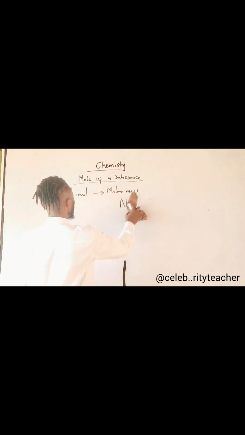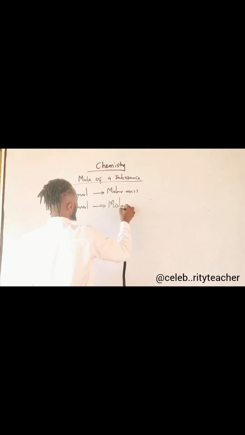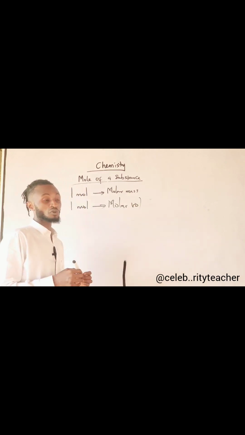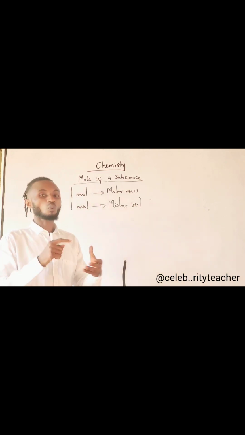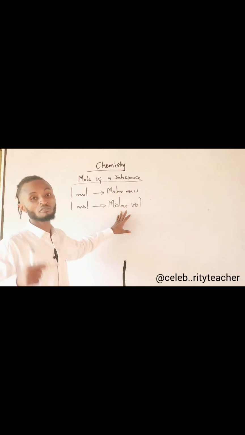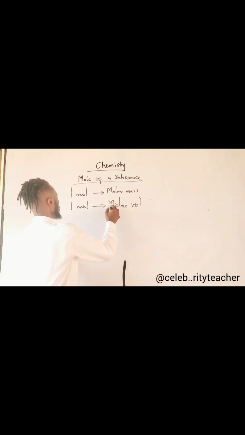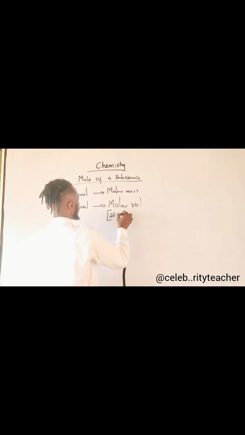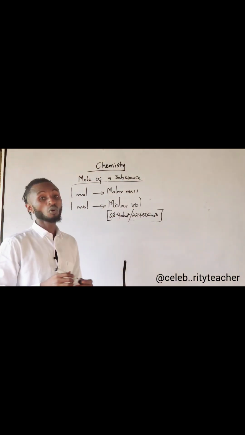So again, 1 mole of a gas contains its molar volume. What does this mean? It's very simple. It means that the volume that can be occupied by 1 mole of a gas is known as molar volume, and that volume is usually constant for all gases. The value is 22.4 dm cube or 22,400 cm cube. So this is the volume that can be occupied by 1 mole of a gas.